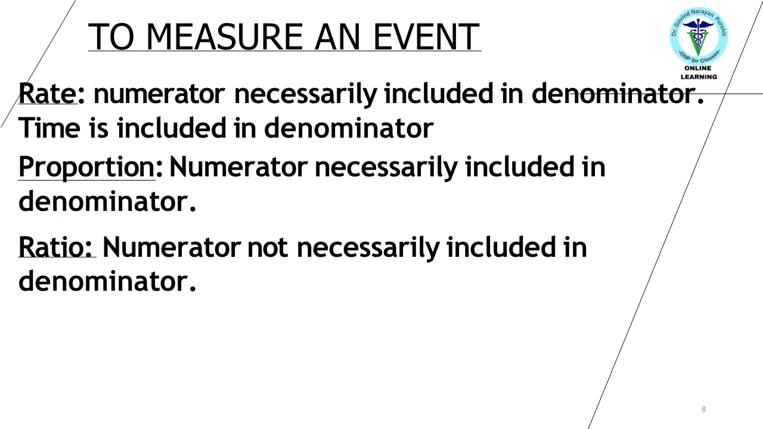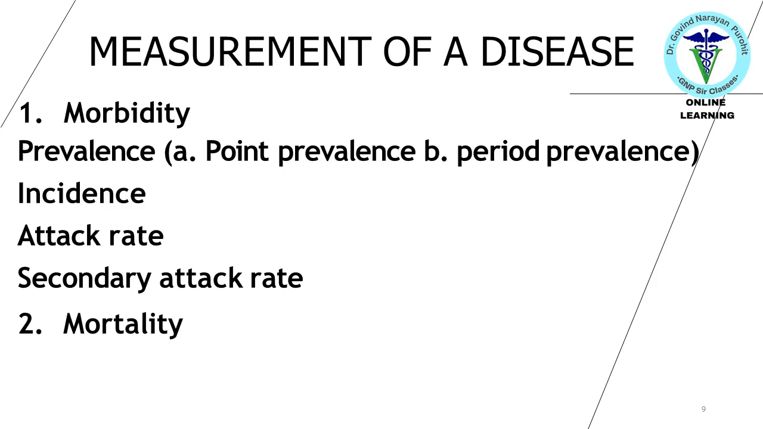Ratio. Definition: a comparison of two quantities. The numerator and denominator can be independent of each other. Key features: numerator, one quantity; denominator, another quantity; expressed as a fraction, e.g., 1/2, a colon, e.g., 1:2, or x to y, e.g., 1 to 2.